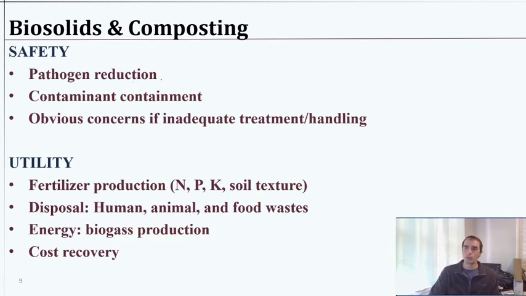So we want to make sure that we're reducing them, controlling them, and controlling what types of crops we can put these on. So typically, biosolids are not used for anything directly human-related. It would be something that's more processed, or something like growing as maybe animal feed, or something that's not as direct for human consumption.